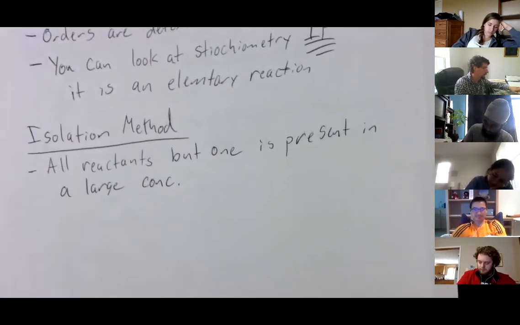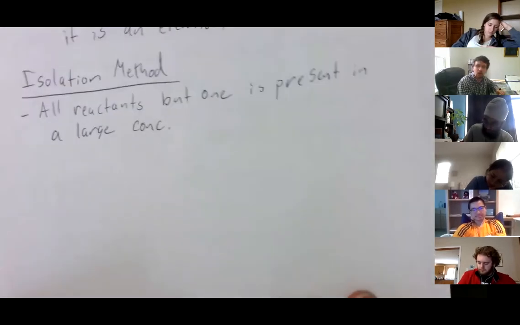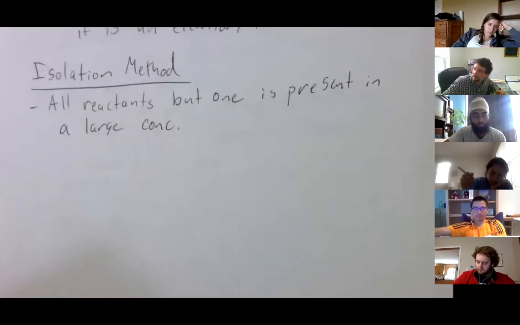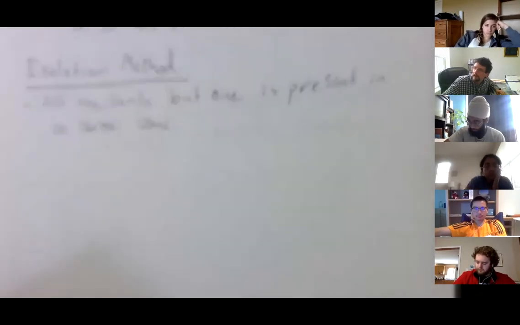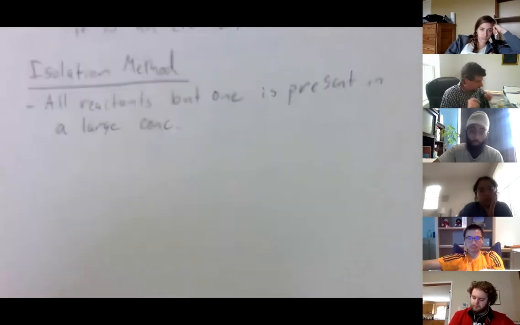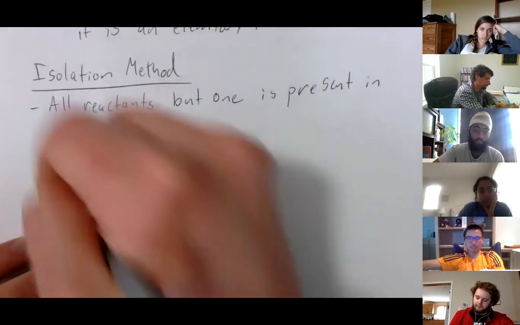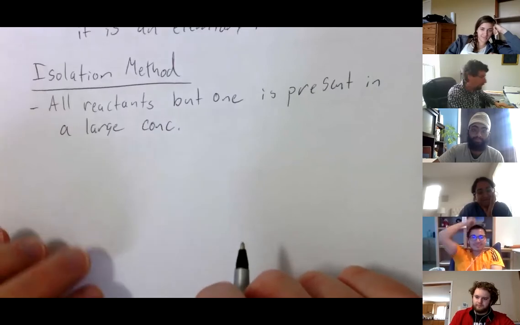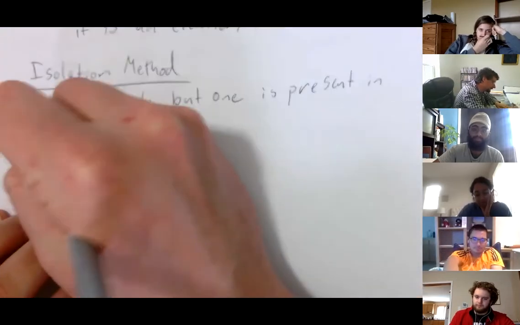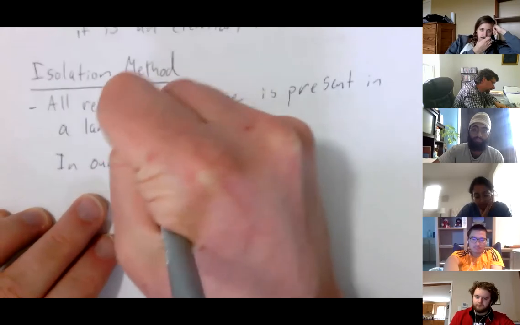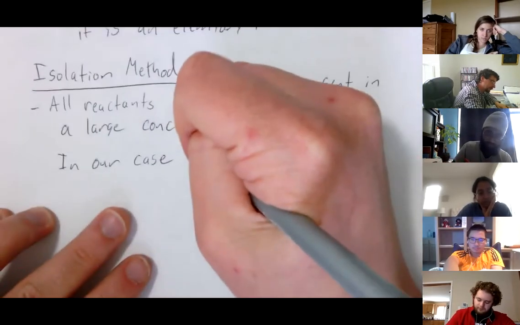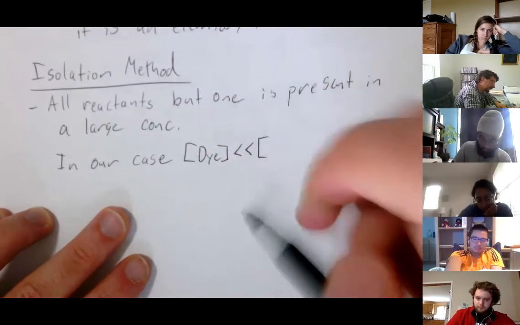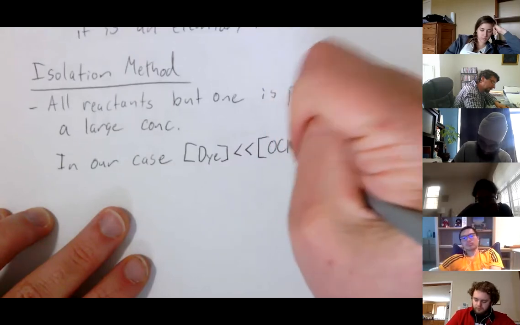So what reactant is going to be in a large concentration for us? The dye. Nope, not the dye. The other one. Yep, the hypochlorite. So in our case, the concentration of the dye is much less than the concentration of the hypochlorite.